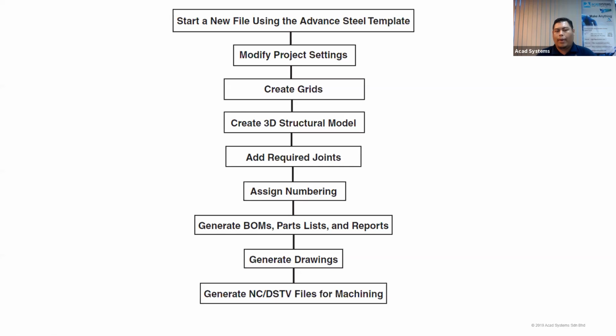If you want to go with Advanced Steel, you will always start with the template. As usual, we start by creating grids, just like we do in Revit. Then we start creating a 3D model, a 3D structural model to be precise. We start doing the required joints. And Advanced Steel has massive amounts of connections and joints based on country-based standards, the code check and so on.